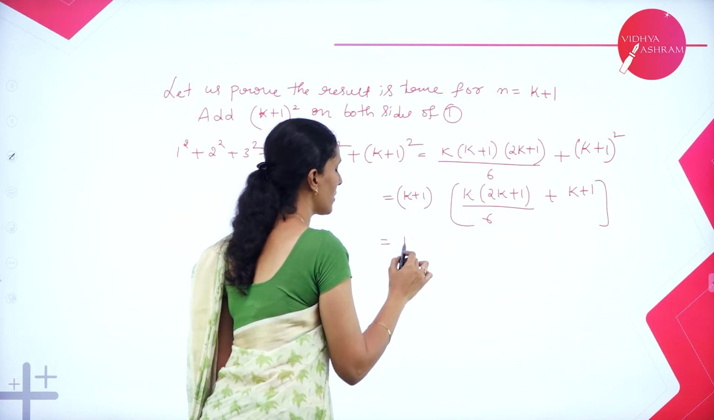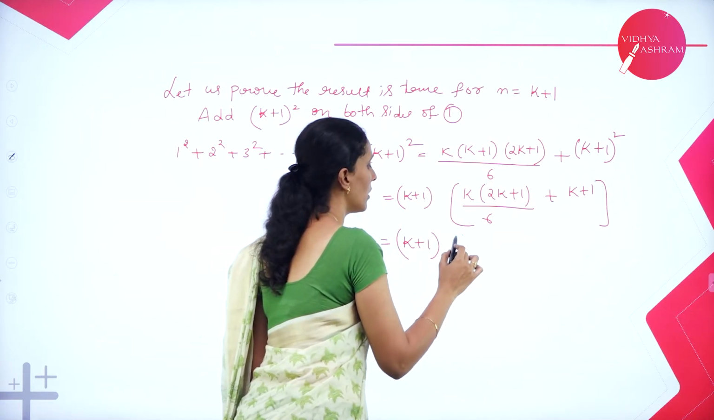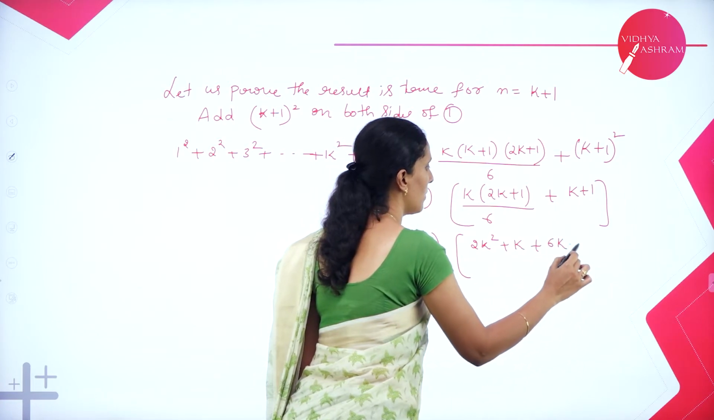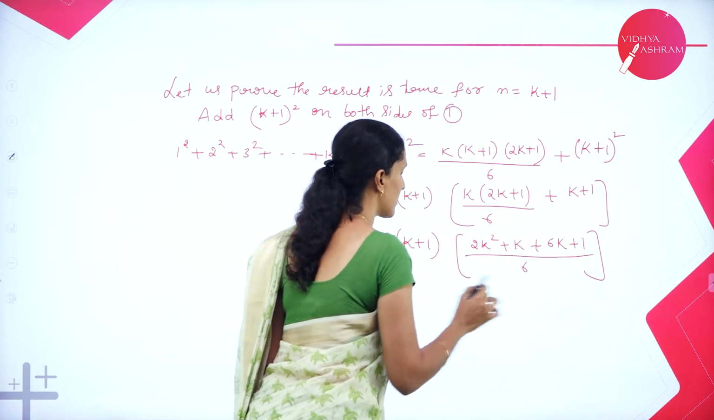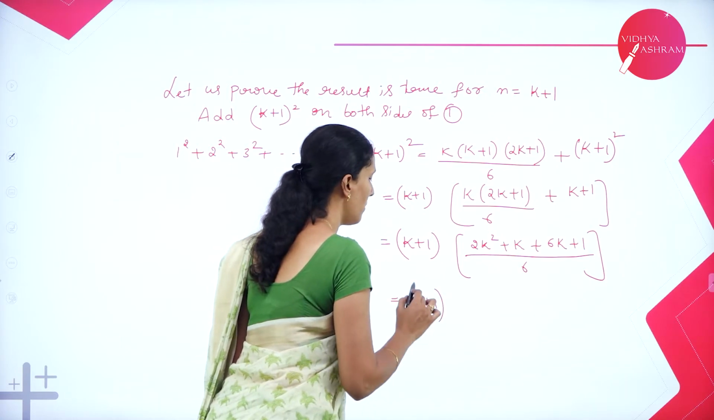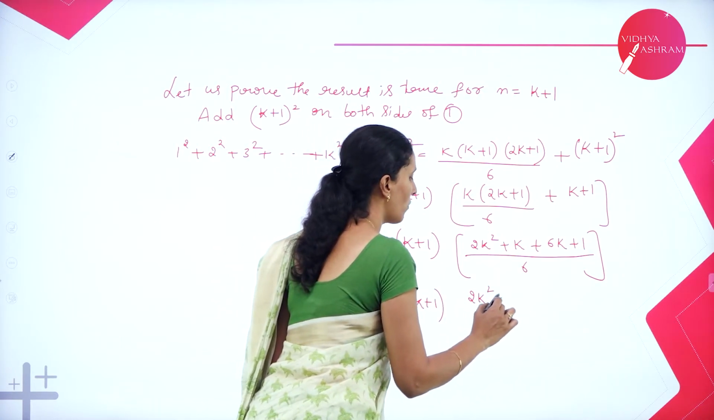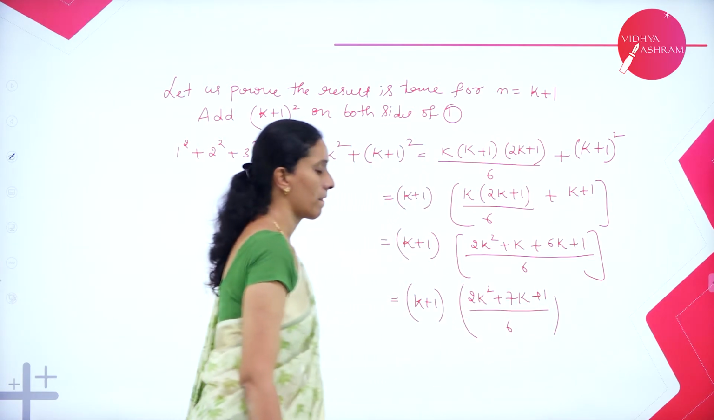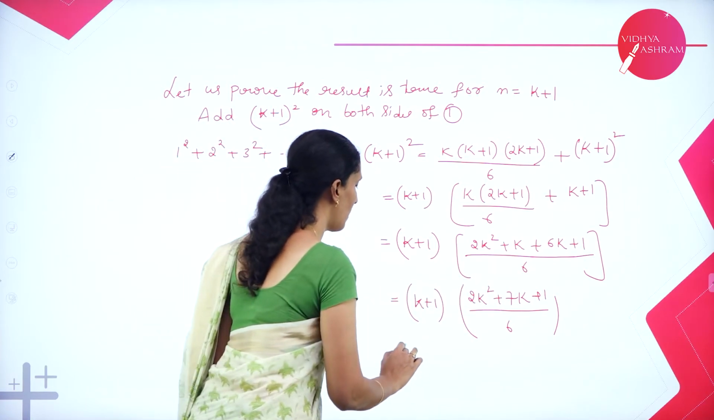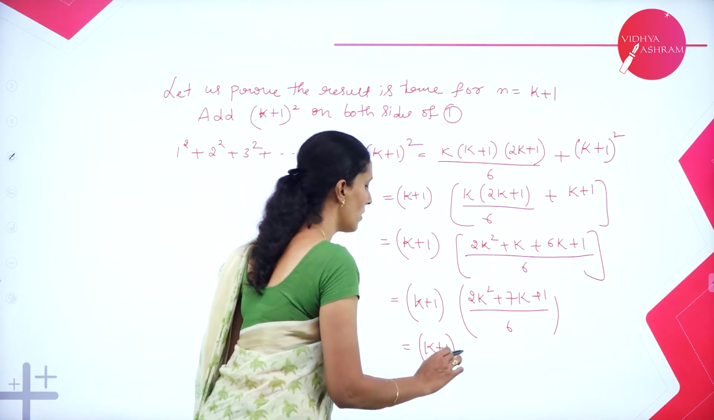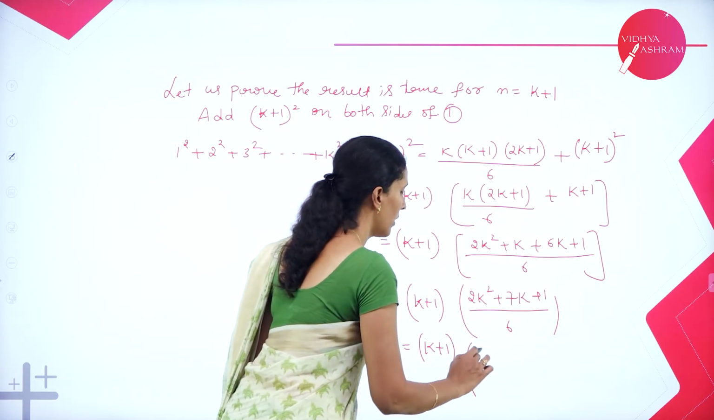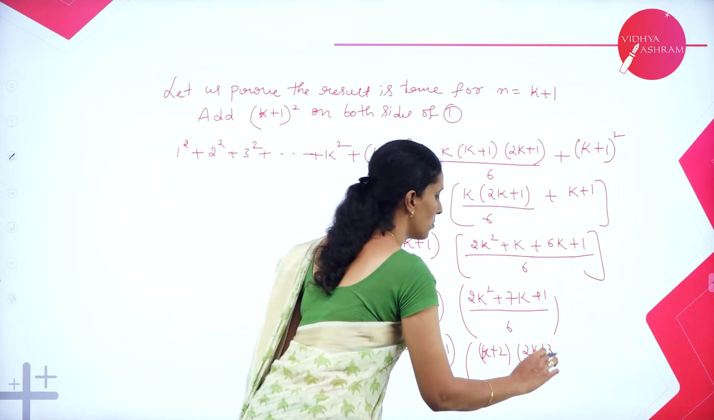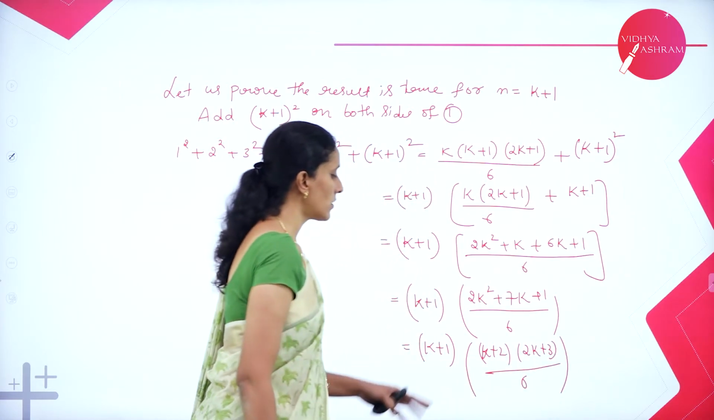On solving this, we get k plus 1. Here you can write it as 2k square plus k plus 6k plus 6, whole divided by 6. So you get k plus 1 into 2k square plus 7k plus 6 divided by 6. So here you can split it using the middle term. So it becomes k plus 1 into k plus 2, 2k plus 3 divided by 6. So this is what we get.